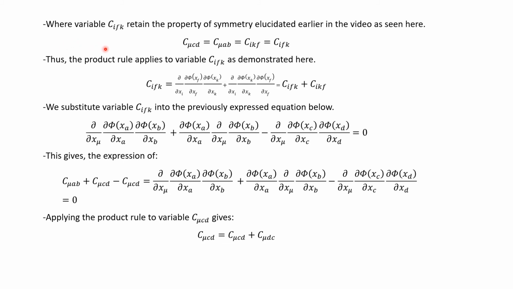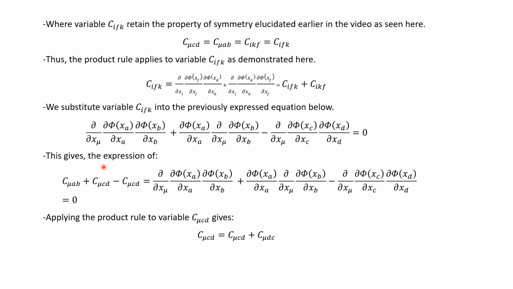where variable CIFK, or I'll just refer to it as a figure, retains the property of symmetry elucidated earlier in the video, as seen here, and of course along the same degree of freedom or axis. Thus, the product rule applies to the variable as demonstrated here. So we apply the product rule of calculus here. We substitute the variable here into the previously expressed equation of this. So we're going to substitute into this, which gives us this, or set it equal to it.